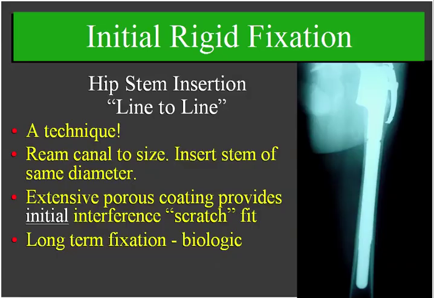The other technique is line-to-line technique. Again, a technique. You ream the canal to a size. You insert a stem of the same diameter. So you ream 16 millimeters, you insert 16 millimeters. The difference here is that you have an extensive porous coating which provides an interference fit. It's a rough surface. That rough surface over a long surface area will hold it still. The long-term fixation is, again, biologic.